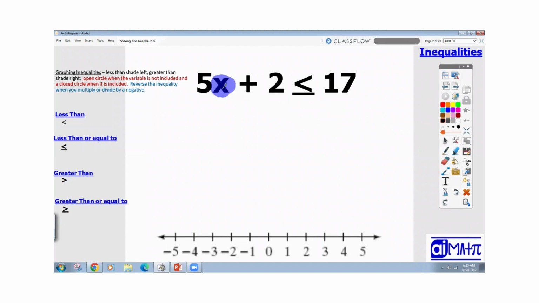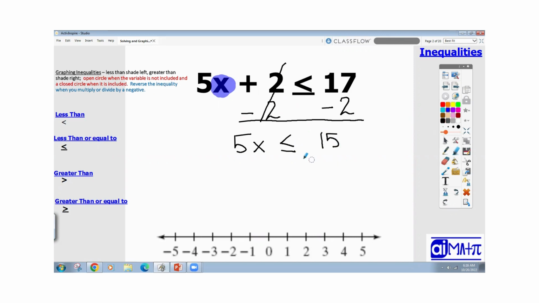So if we look at X being multiplied by 5 and then added 2, we are going to first do the opposite of adding 2. So we'll start here by subtracting 2 on both sides. 2 minus 2 cancels out. I'm going to drop down this 5x. We'll also drop down this less than or equal to sign. And then 17 minus 2 is 15.